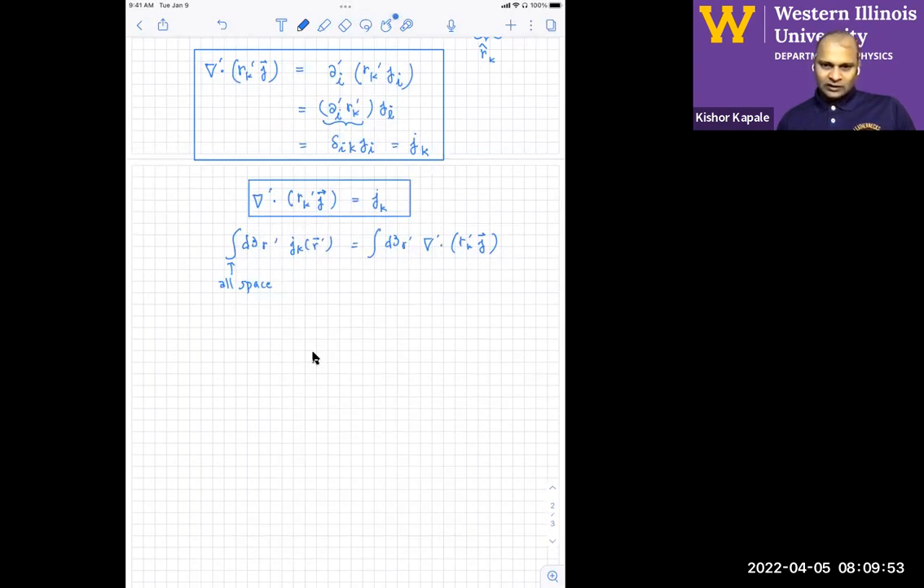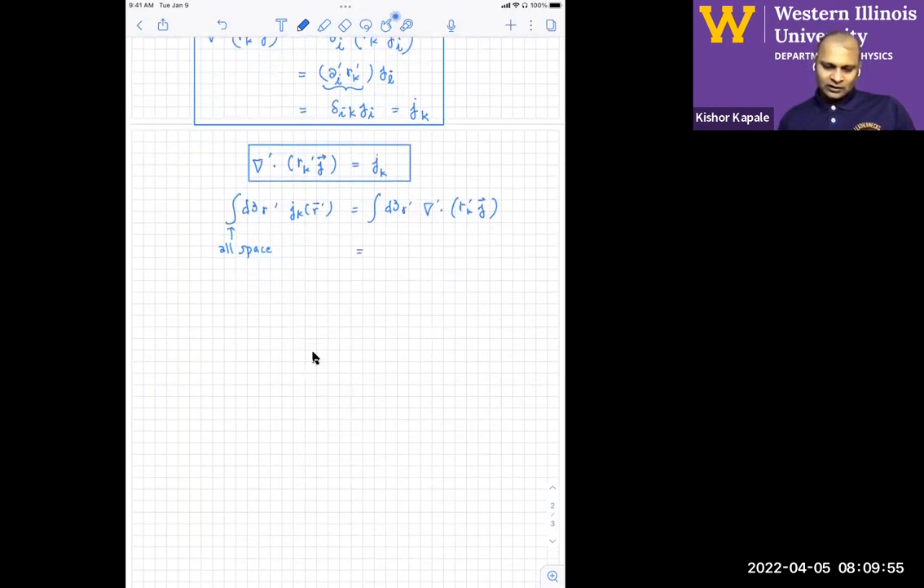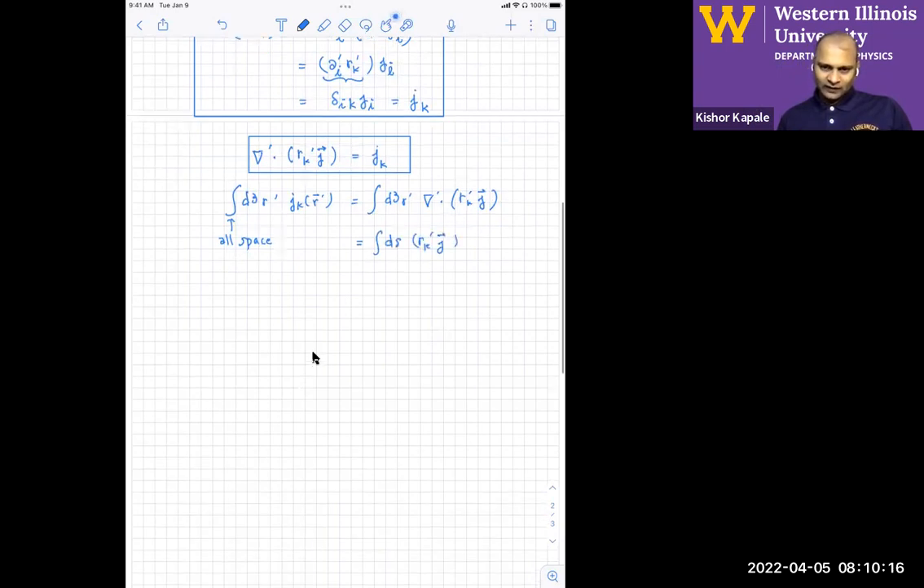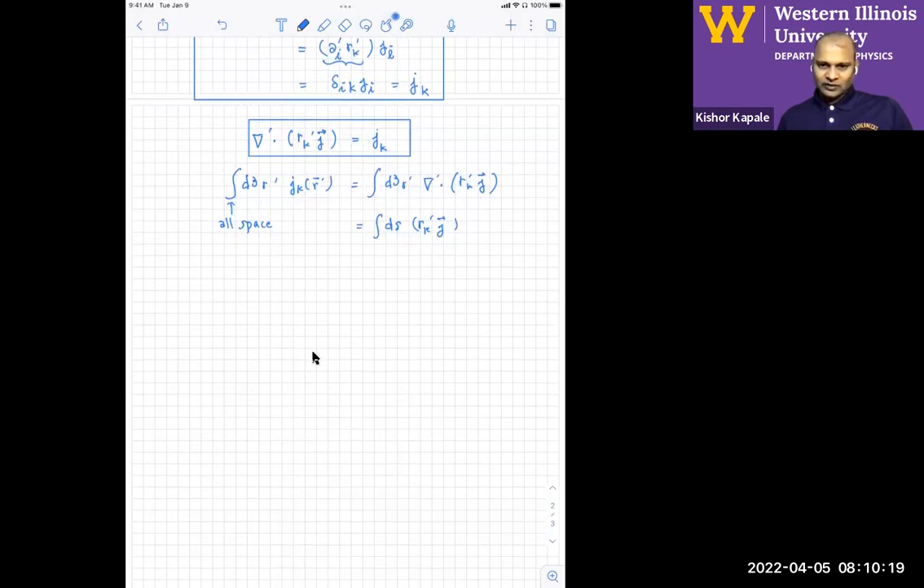Okay. And that we know can now be converted into a surface integral, right? So the volume integral of a divergence is the surface integral of the flux, which is the quantity itself, r_k j, and essentially it's dS dotted with that, right? But that's fine.